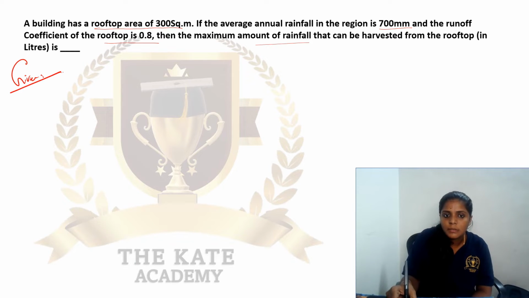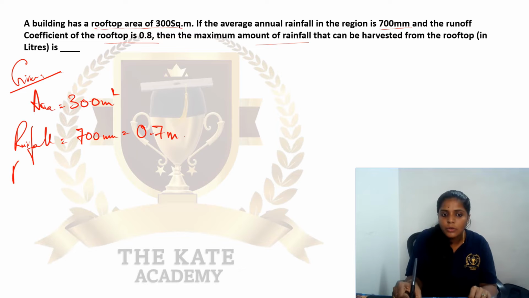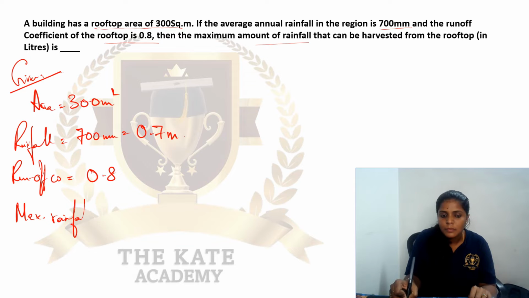So what is given? Area is 300 meters square. Your rainfall intensity is 700 millimeters. Because your area is in meter square, let us convert it to meter, which becomes 0.7 meters. And your runoff coefficient is equal to 0.8. Maximum amount of rainfall is equal to what?